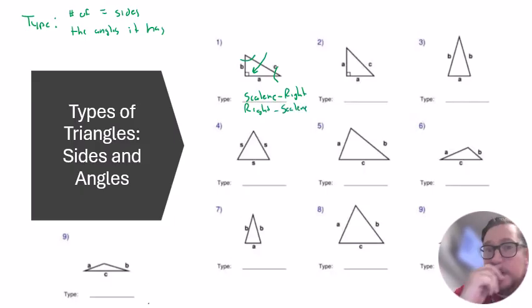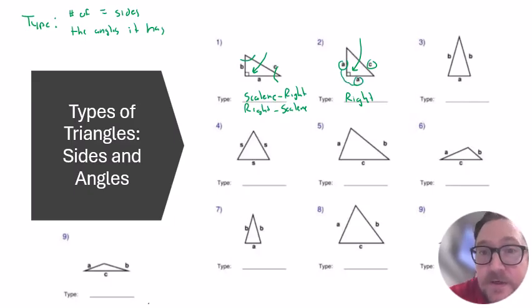All right, next we see a right angle right away, so we know it's going to be right. And then we see that all 3 side lengths are different, except for these 2. These are both A, so that means 2 side lengths are the same. And when 2 side lengths are the same, we call that isosceles.